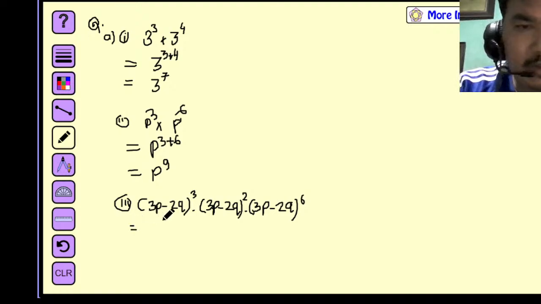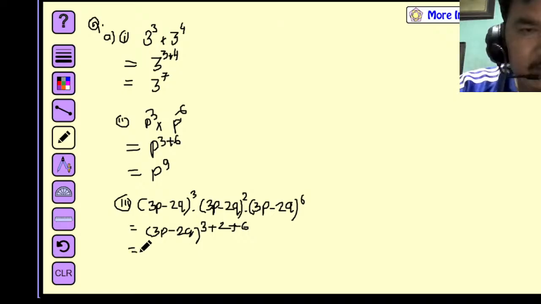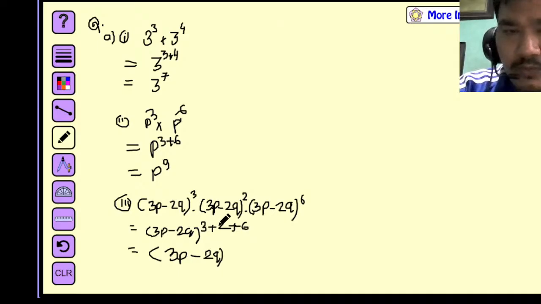Then when you simplify this, look, all the bases are same. Then the powers are added. This base is here (3p minus 2q), or (3p minus 2q) whole power 3, okay? Then the whole power 2 is added, plus the last power 6. Then its answer will be (3p minus 2q) whole power 3 plus 2 is 5, 5 plus 6 here will be power 11. This is the answer of this question.